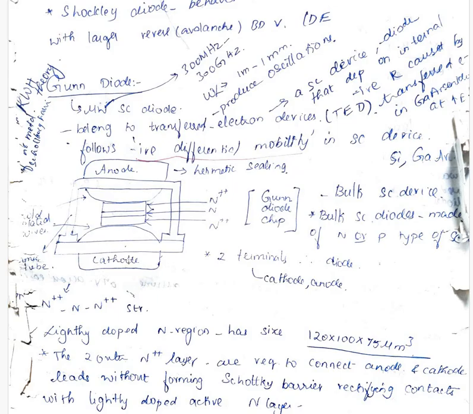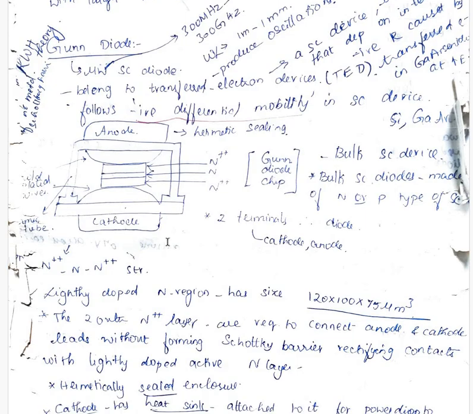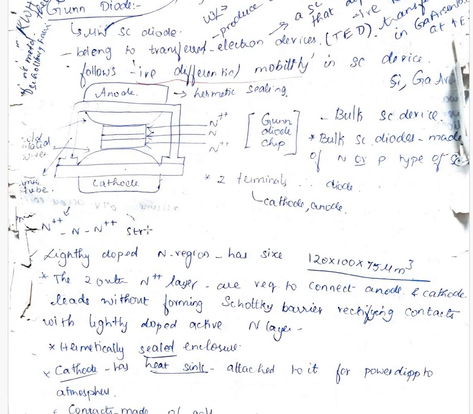So this is the structure. We have one side cathode, the other side anode. In between we have this N region, and it is supported on both sides by N++, which means a heavily doped N+ region. And then we have gold plated wires here, and then a vacuum tube for protection. So it's a bulk device, a bulk semiconductor made of N or P type semiconductor. So we have two terminals here, cathode and anode.